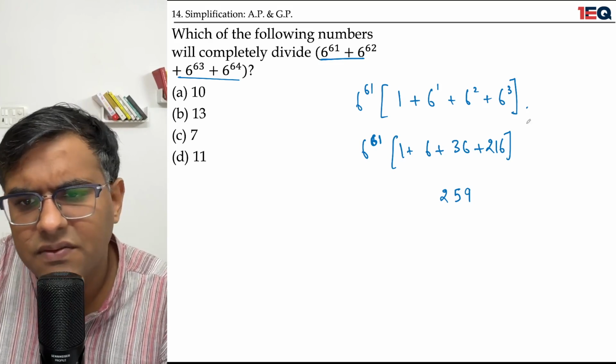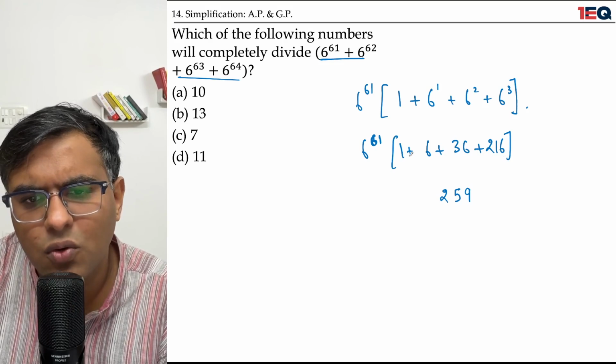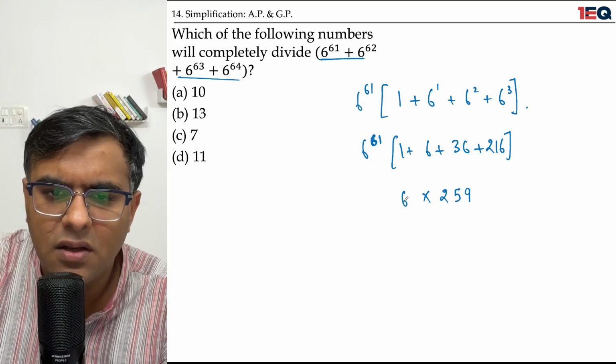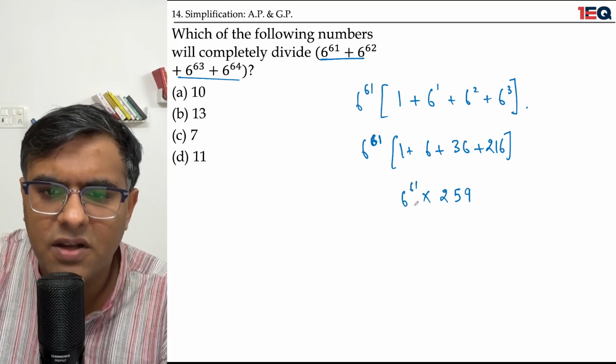36 plus 6 is 42. 52. 52 plus 7, 59. Yep, this is good. So we have 259 multiplied by 6 raised to power 51.